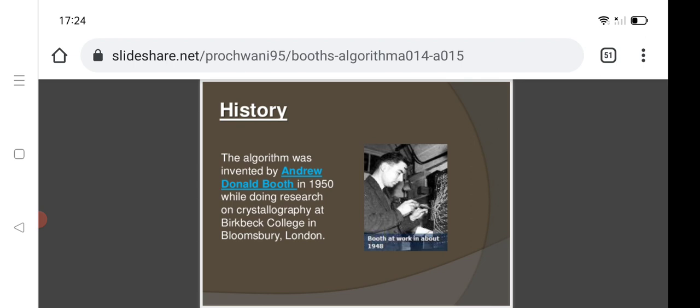The history of this is that Andrew Donald Booth, in 1950, designed this particular algorithm while doing research on crystallography at Birkbeck College in London.